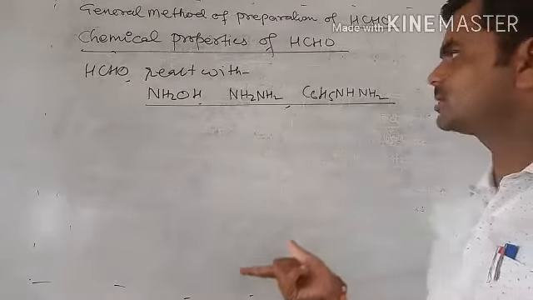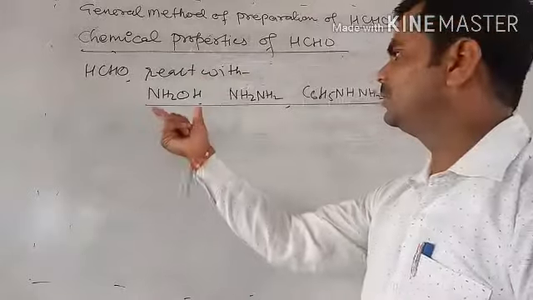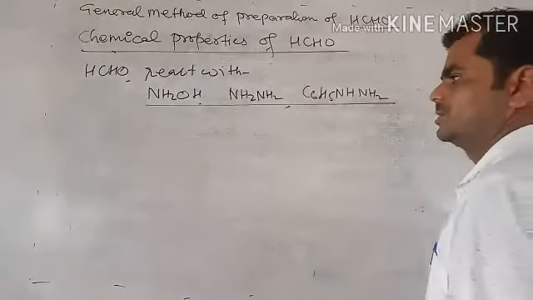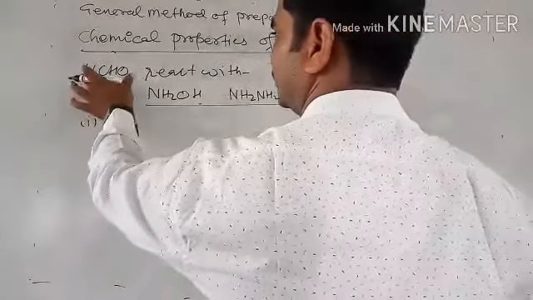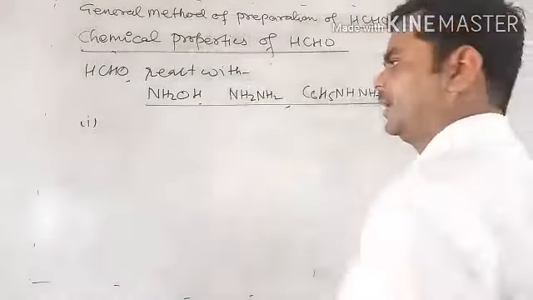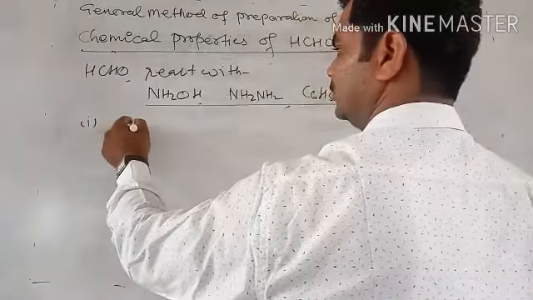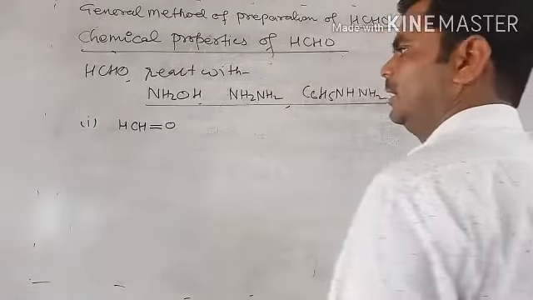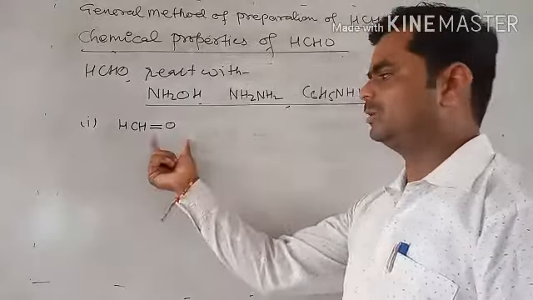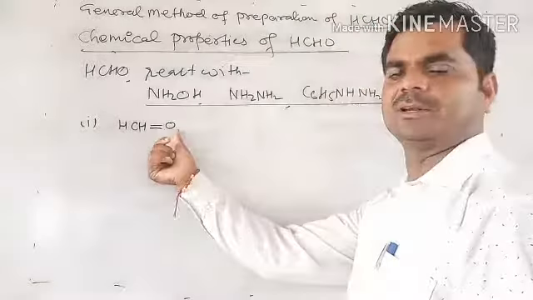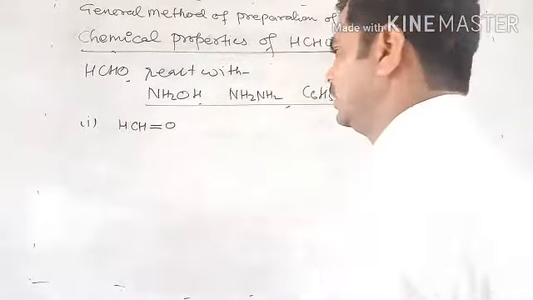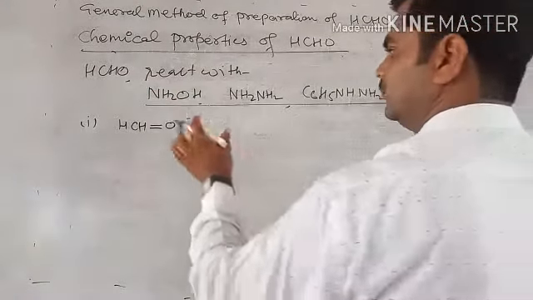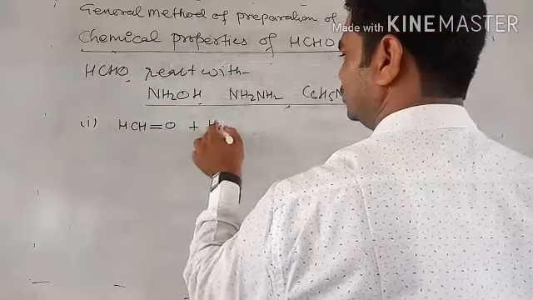What are the chemical reactions of formaldehyde with NH2OH? First of all, this is formaldehyde. We write here HCH double bond O. It means the oxygen atom is joined with a double bond to the carbon atom. It reacts with hydroxylamine NH2OH. We write here H2NOH.